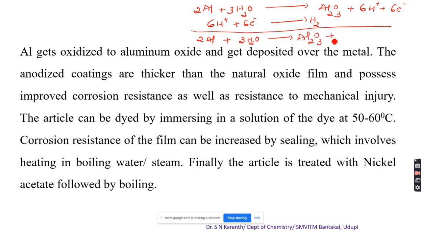the corrosion product, or in other words, just a product, and that product gets deposited over the surface of the metal. If you want a colored metal, then you have to introduce a dye at a temperature of 50 to 60 degrees Celsius. If you want to improve the corrosion resistance, then you have to carry out a sealing process, which involves heating in boiling water or steam. Finally, the article is treated with nickel acetate followed by boiling.